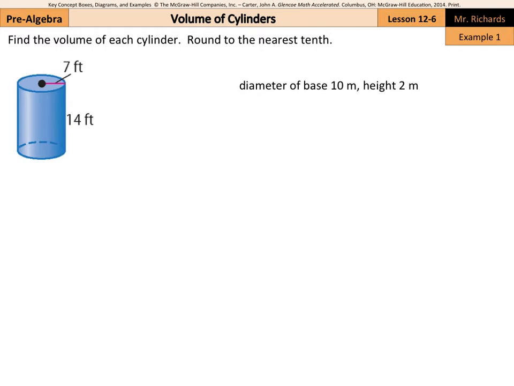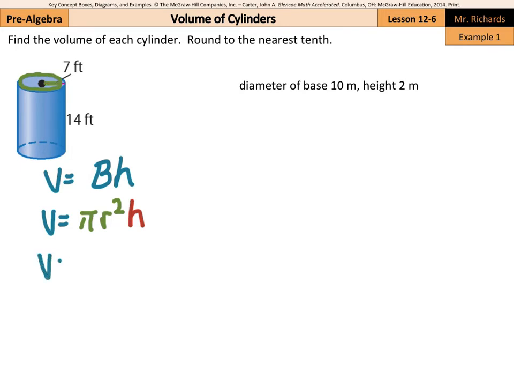In example 1a and 1b, we need to find the volume of each cylinder and round to the nearest tenth. If we start with our volume formula, volume is equal to the area of the base times the height of the cylinder. My base is a circle, so pi radius squared times the height. Here we have our circular base. We're given the radius this time. So volume is going to equal 3.14 for pi times the radius 7 squared, and the height of my cylinder is 14.